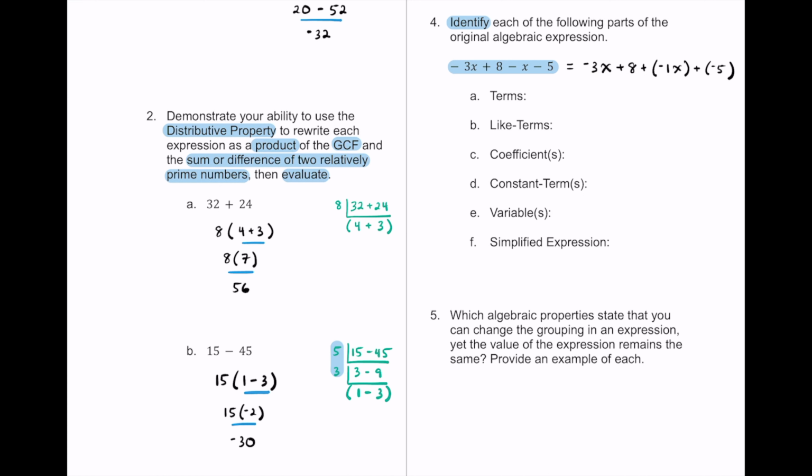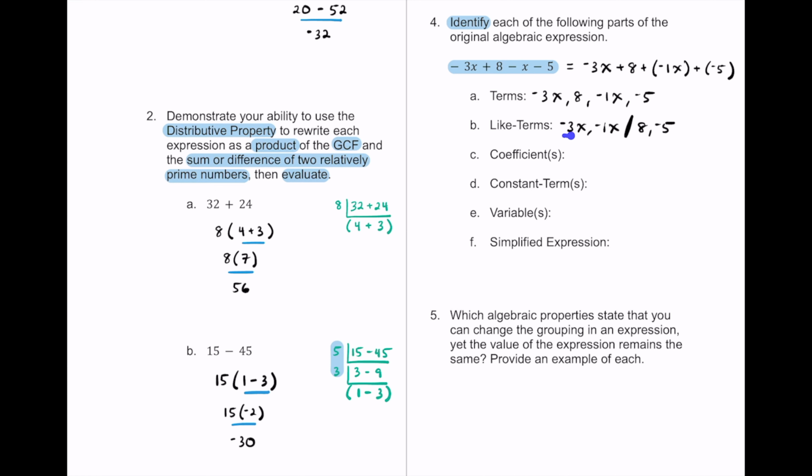So we have negative 3x, that's going to be our first term. And then we're going to have a positive 8 for our second term. We have a negative 1x for our third term. And then we have a negative 5 for our fourth term. Now, which ones are like each other here? Well, this negative 3x and negative 1x, they're like each other because they both have x. So negative 3x and negative 1x. Again, you can write the 1 or not, it's up to you. And then we also have 2 of these normal numbers or integers. That's going to be 8 and negative 5. Those are also like terms with each other. Now, what are the coefficients?